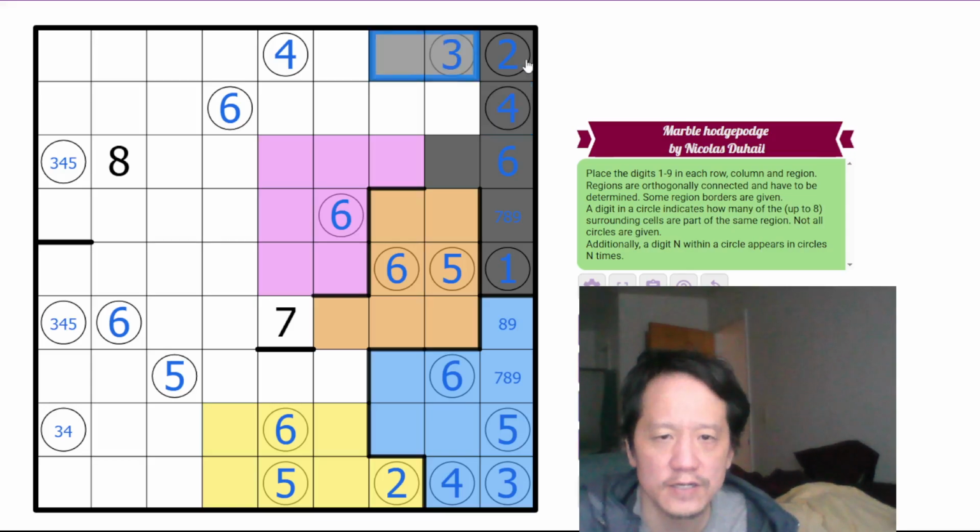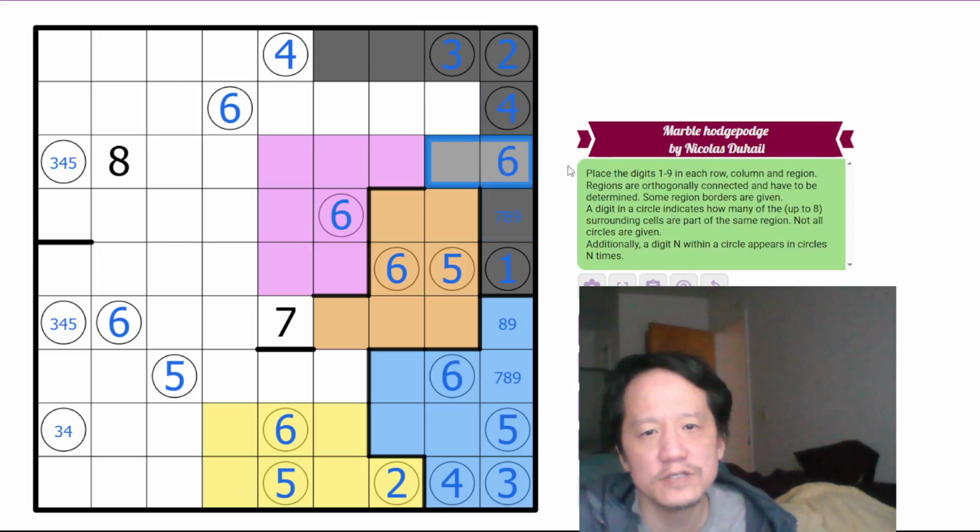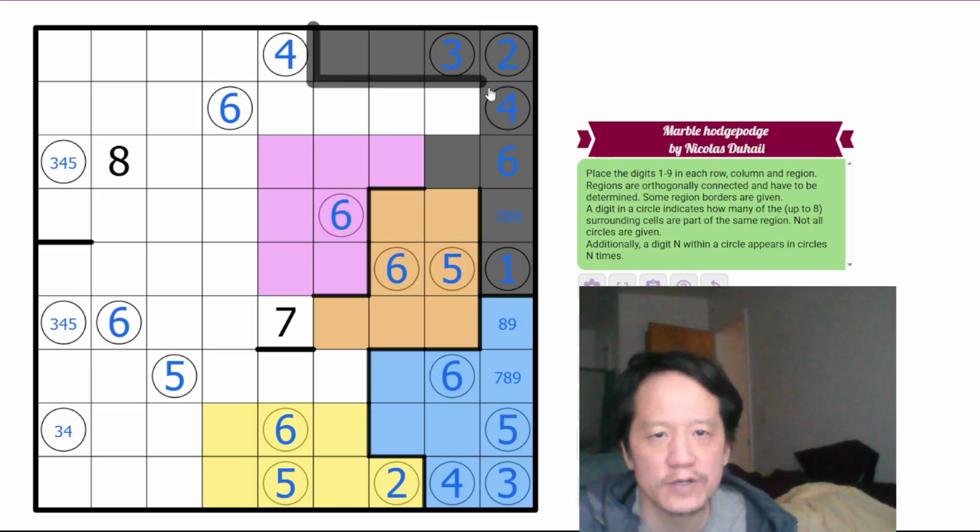This is 8, and it sees 3. It cannot be here. It has to extend this way, and then it has to extend one more here because this already sees 3. So this sees 4 here. This is the boundary this way.